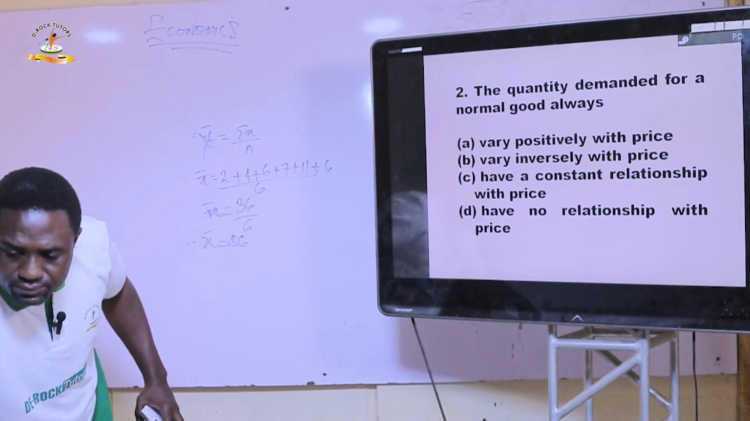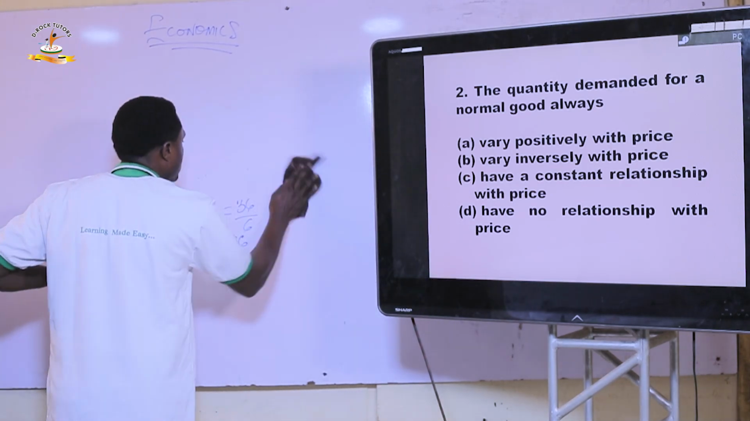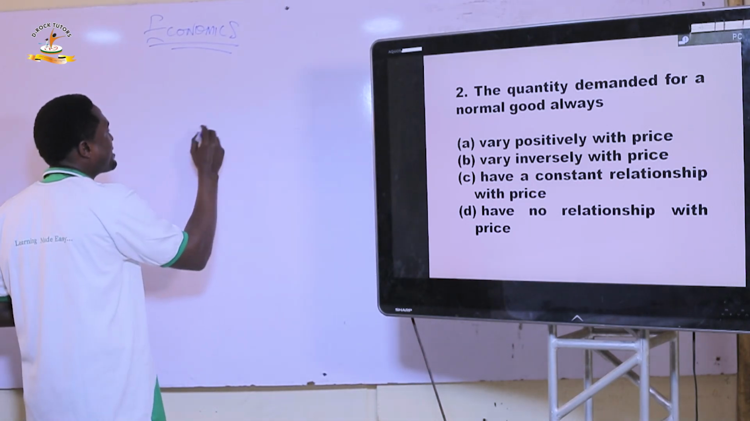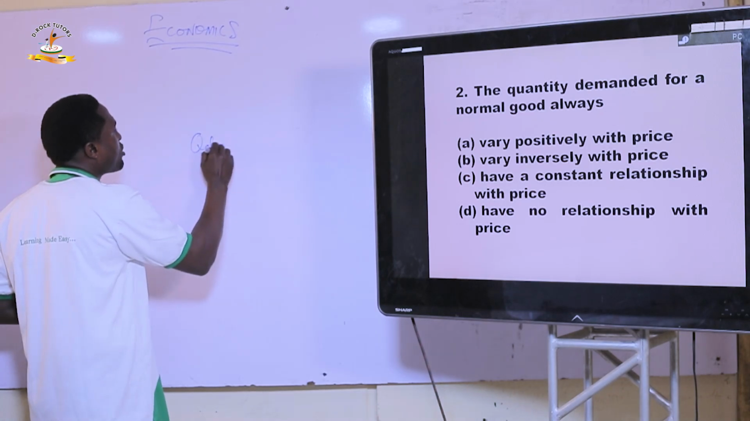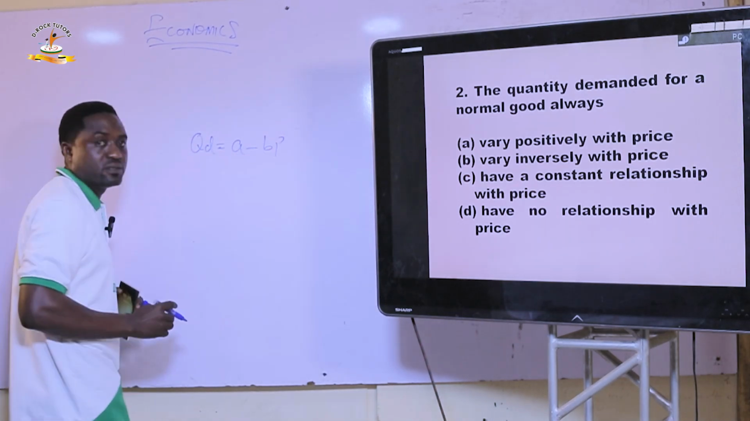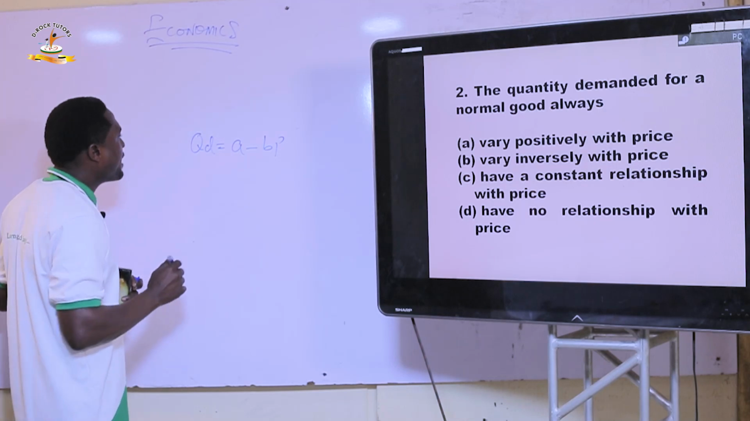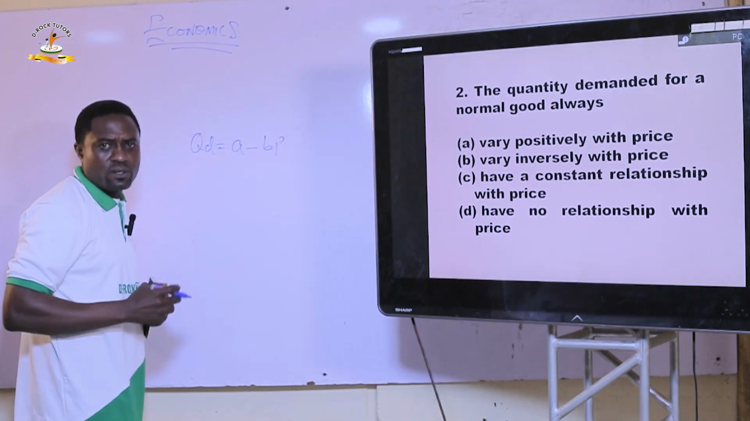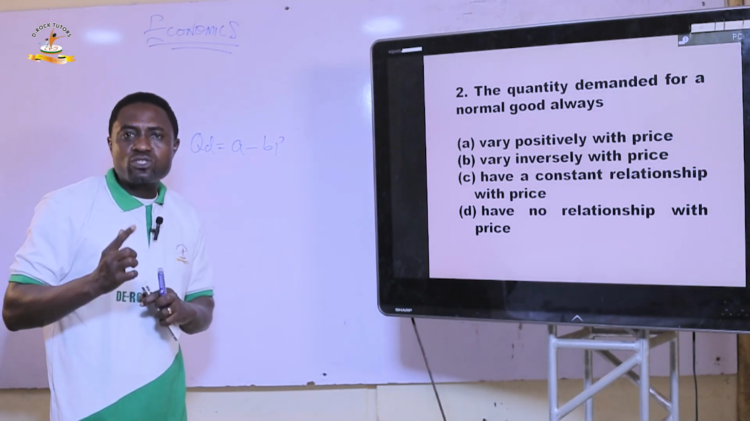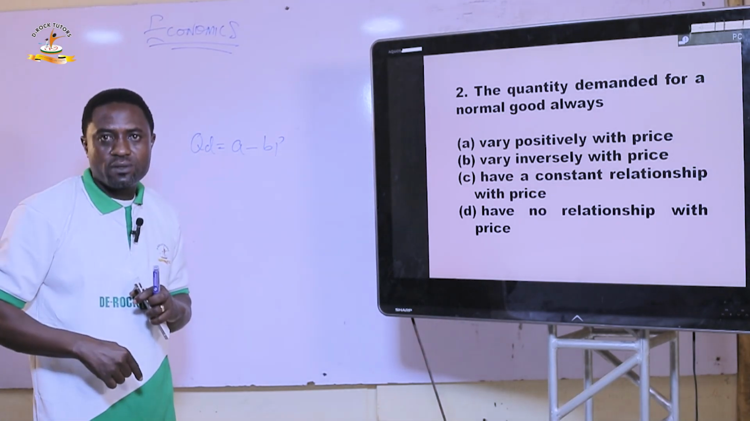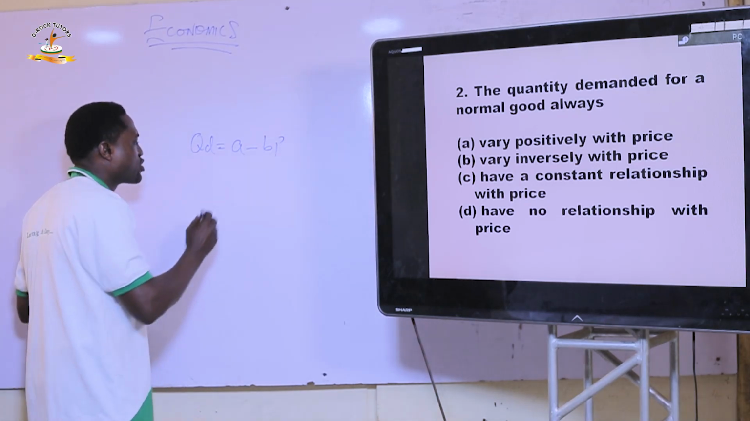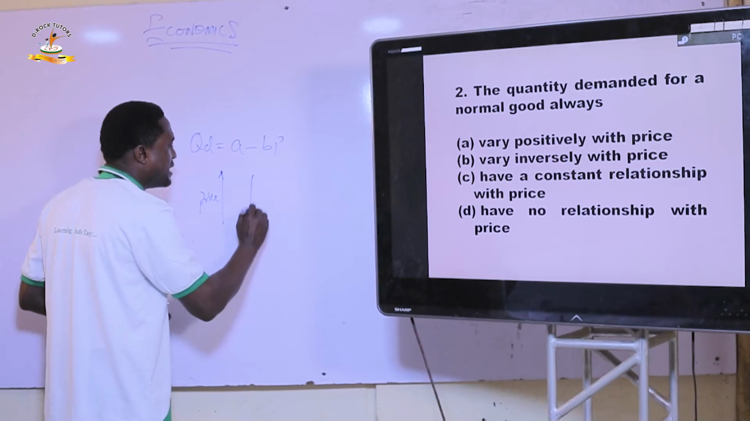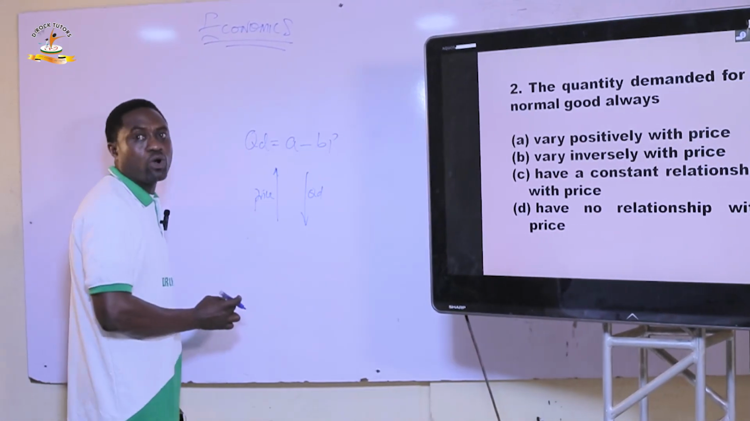Why? If you look at the equation of demand, you can see that it is QD equals A minus BP. That is the equation of demand. Now, the relation between the demand and price is what? Is negative. Why is it negative? When the price is going up, quantity demanded will come down. That's why we said there is an inverse relationship. As the price is going up, quantity demanded will come down.